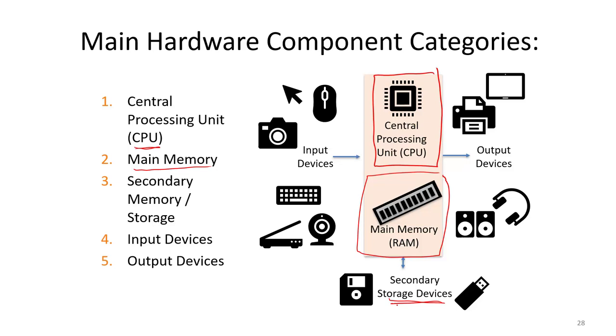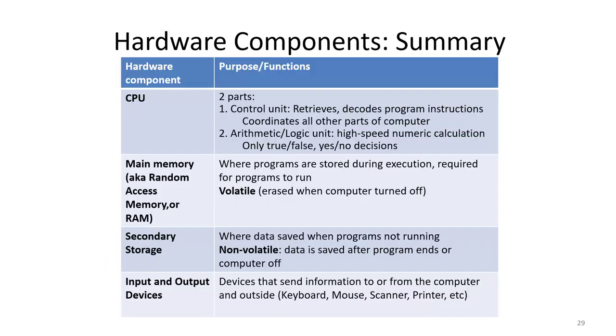And then, of course, we have our input and output devices. Input devices being our keyboard, mouse, camera, scanner, and our output devices being things like our monitor, printer, and audio. So this table basically summarizes the key things that you should know about hardware for this class.